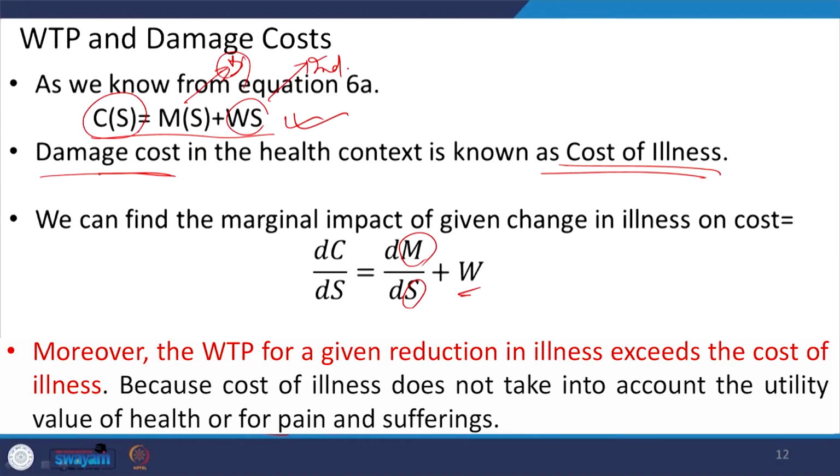have not taken into account how, because of this illness, the person will not be happy because of the pain from this particular disease, or how he is suffering. What is the value of this pain, how is he valuing avoiding it, is he doing something, or what is the cause of this pain and what is the cause of this suffering. So, this is not actually reflected in the utility function of the individual, but it should have been. That is why the willingness to pay for a given reduction in illness exceeds the cost of illness itself.